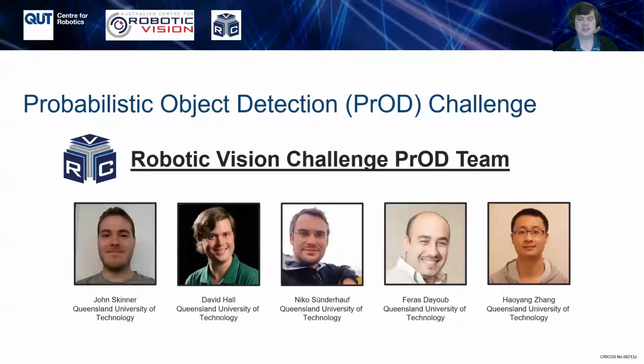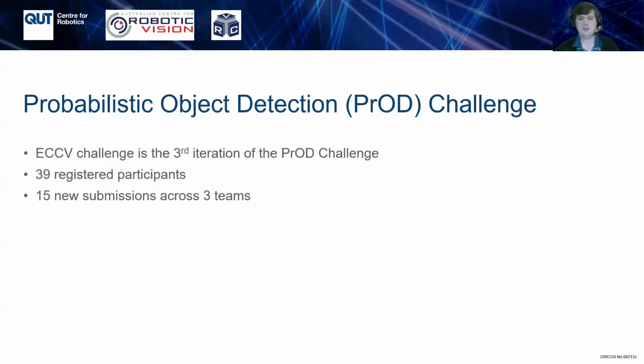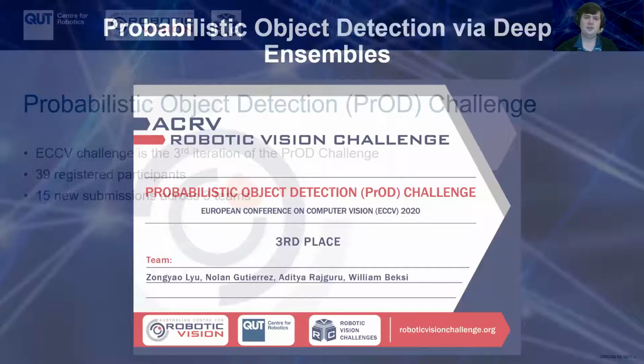A big thank you to the team that created the Probabilistic Object Detection Challenge, members both past and present. This is an excellent group of people to work with from the Robotic Vision Challenge team. This year was the 3rd iteration of the challenge. We had 39 registered participants and about 15 new submissions across 3 different teams. I would like to send my personal thanks to everyone who registered an interest in the competition, and in particular to celebrate the 3 finalists.